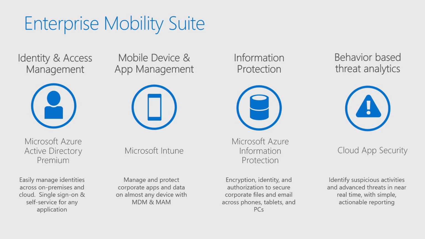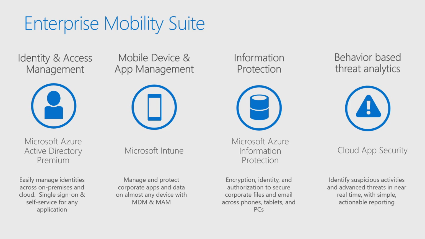Second, Microsoft Intune. With Microsoft Intune, you can manage and protect corporate apps and data on almost any mobile device. Third, Microsoft Azure Information Protection, or sometimes referred to as AIP. Microsoft Azure Information Protection provides encryption, identity, and authorization to secure corporate files and email across devices such as tablets, phones, and PCs.